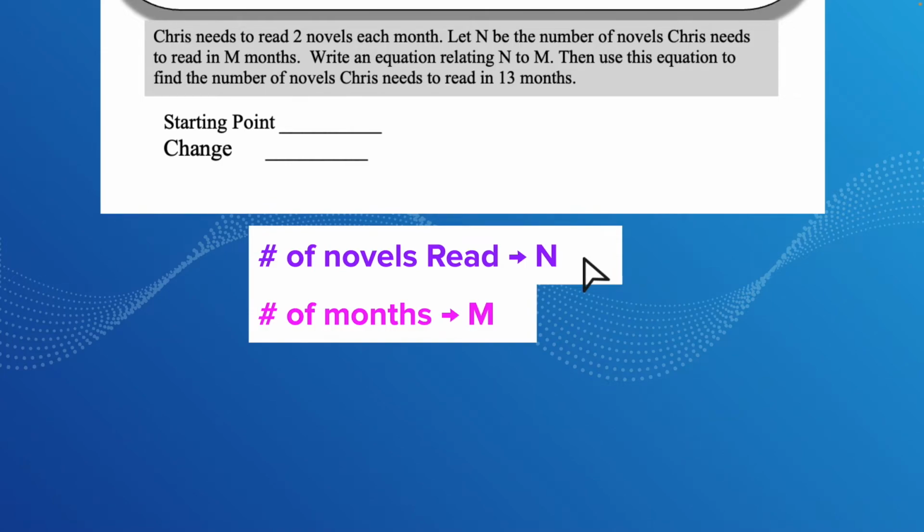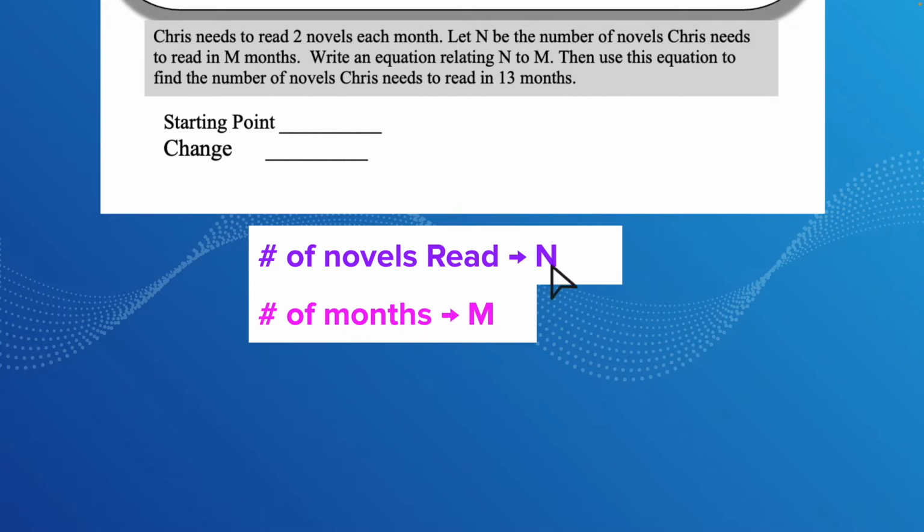They told us to let n be the number of novels. So the number of novels is going to be n, and m is going to be the number of months. So make sure you're using the correct variable, because Alex will mark you wrong if you don't use the variable that they've already told you to use. If they haven't told you which variables to use, you get to choose. That usually means it's not going to be part of your actual answer you type in. But if they tell you which variables to use, you have to use those ones. So we have n and m.